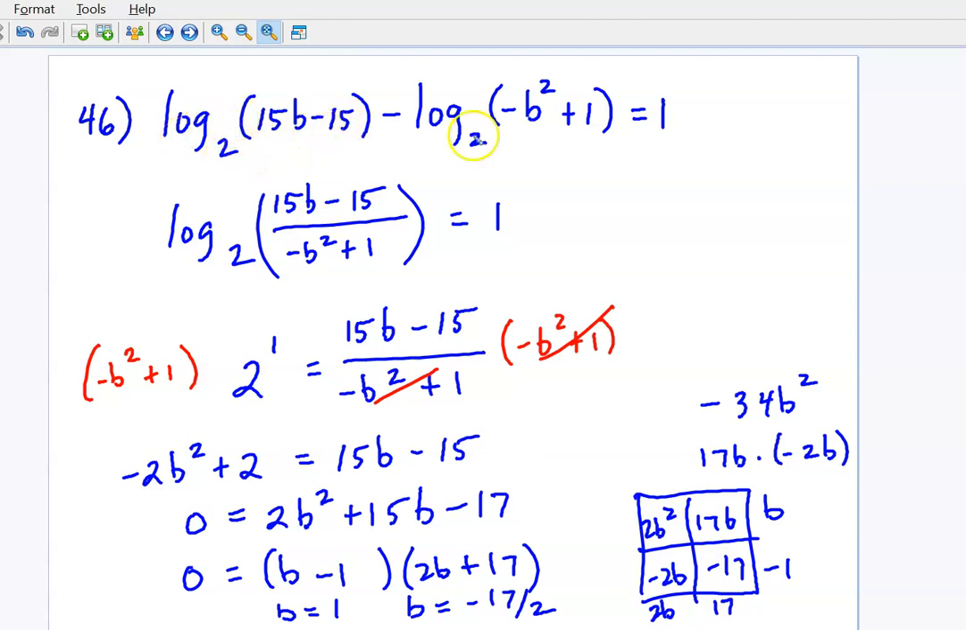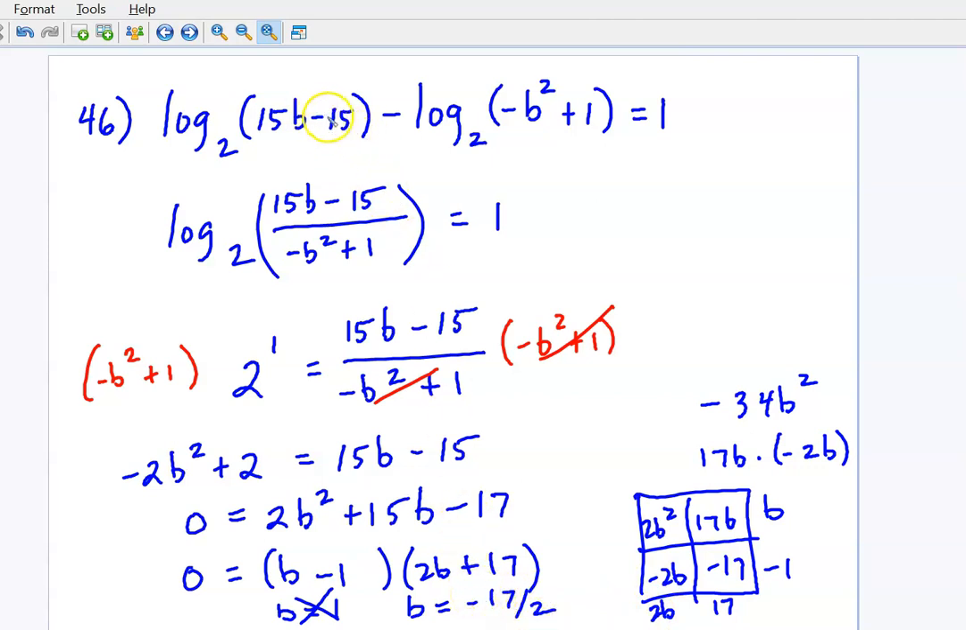If it makes either of these, it doesn't have to make both, but if it causes log of a negative or log of 0 in either one, then we can't use it as a solution. So I'm crossing out b is equal to 1. It's not possible. And then we can test negative 17 over 2.